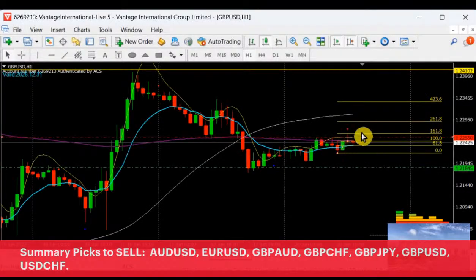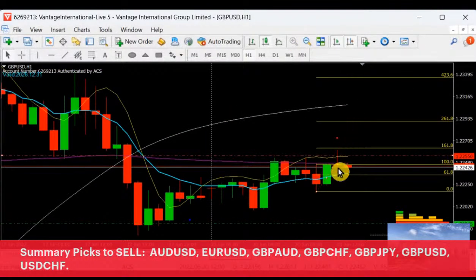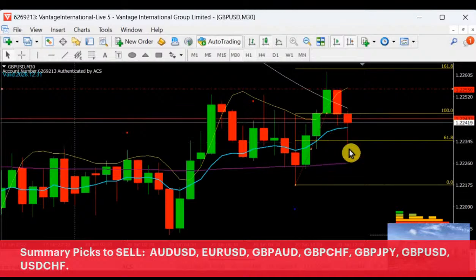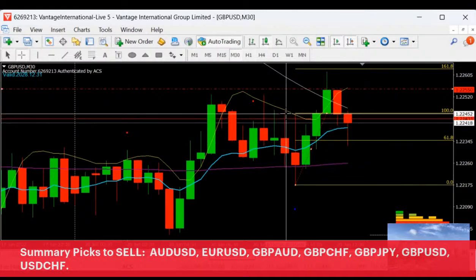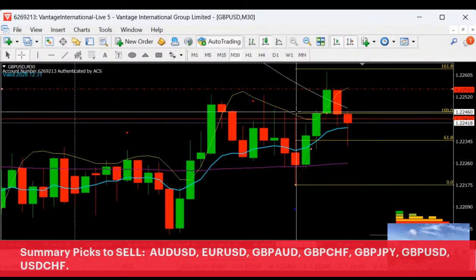This has become a resistance that actually gave a rejection over at this point. Let me zoom in. Okay, this one. Right now it's testing what Forex New Way was saying, that 61.8 here is support. This is the 30 minutes here on the support. So right now it's testing to break the level of this candle here.